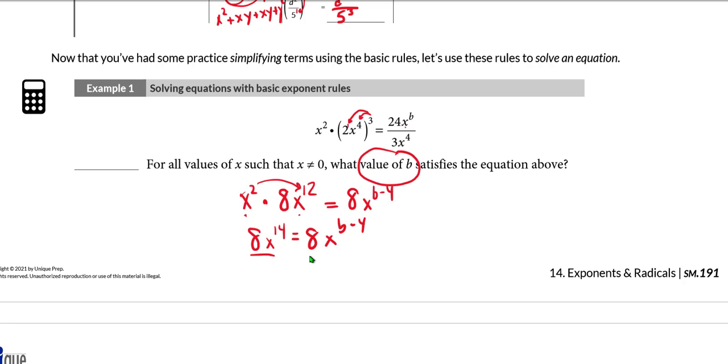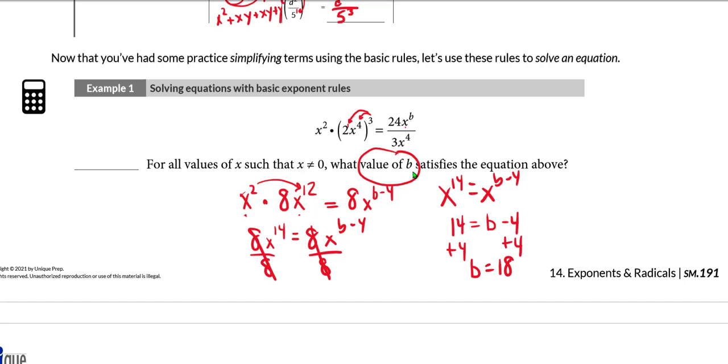We divide both sides by 8 to get rid of the 8's. We have x to the 14th equals x to the b minus 4. And there is a rule: when we have two sides of an equal sign, both of which have the same base, we can drop the base. We're going to talk about this in just a few minutes. We can drop the base and set the exponents equal. So now we have a nice simple equation with which we can solve for b. We add 4 to both sides. We get b equals 18. Is that what they were asking? Yes, it is, and we are done. So b must equal 18.